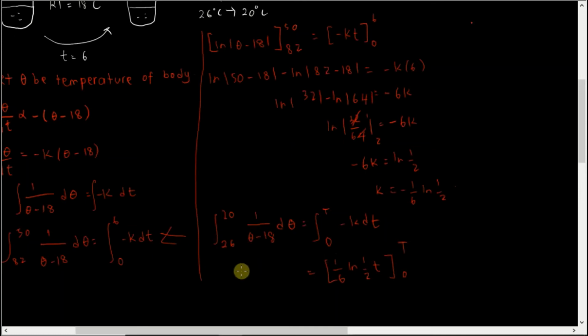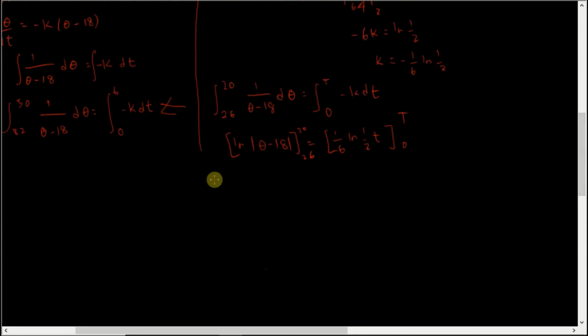On the left side, we will do the same thing. If you integrate, it should be ln theta minus 18 from 26 to 20. So it's going to be ln 20 minus 18 minus ln 26 minus 18 equals to 1 over 6 ln 1 over 2 t minus 1 over 6 ln 1 over 2 times 0, so 0. Okay, so now what we need is this t. What is the time taken?